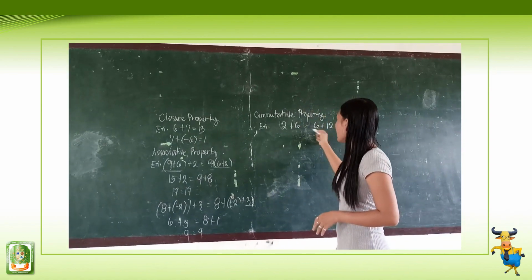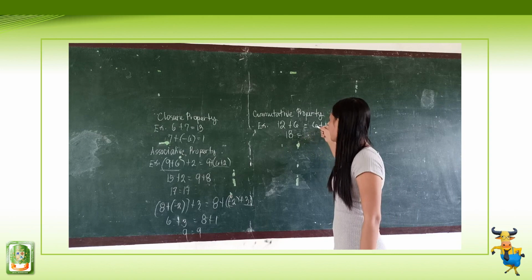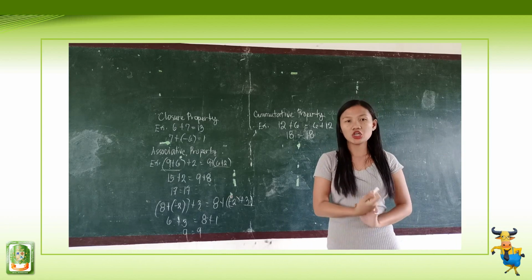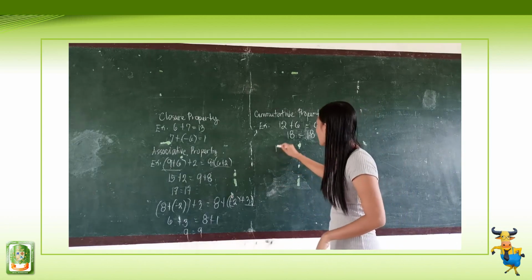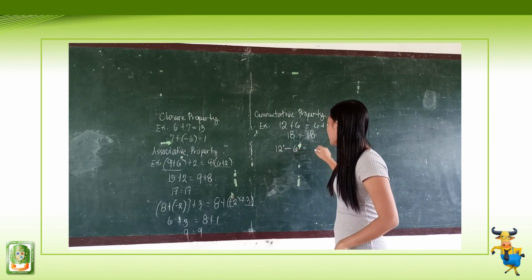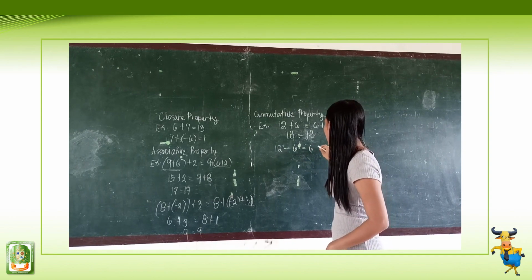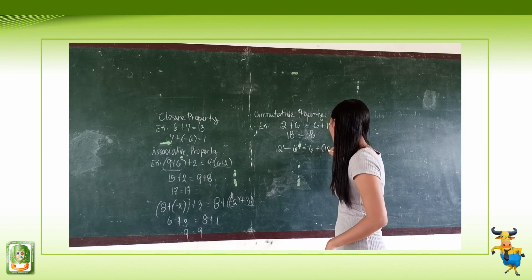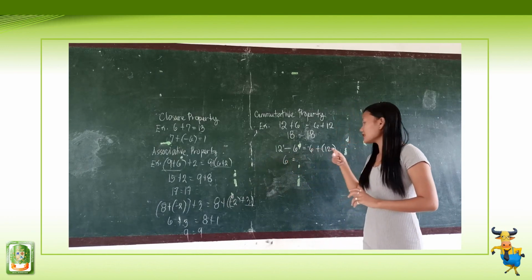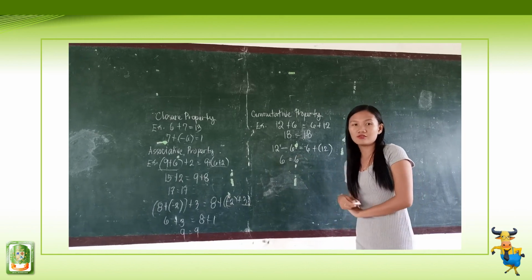So, 12 plus 6 is the same as 6 plus 12. 12 plus 6 is 18. Equal din siya sa 6 plus 12, which is 18. So, this is the example for addition. Next is for subtraction. 12 minus 6 equals negative 6 plus 12. So 12 minus 6 is 6. Then negative 6 plus 12 is also 6. So we have the same answer in commutative property.